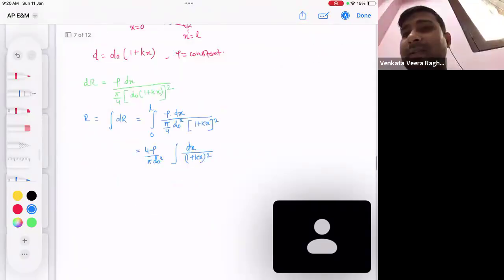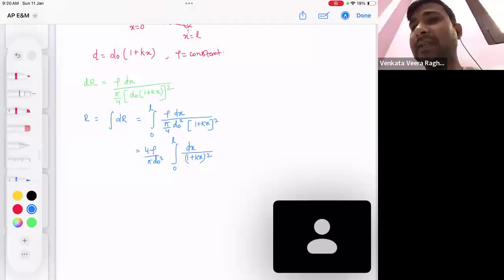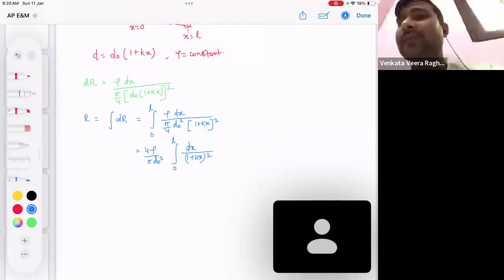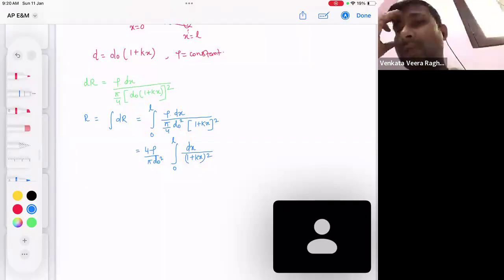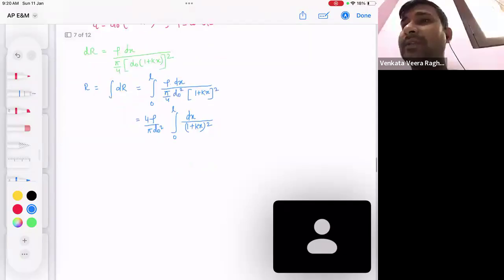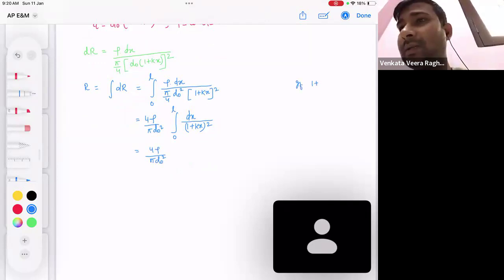It's a simple integration. We can consider 1 plus kx as z, right? So k into dx will become dz, isn't it? So dx will become dz by k. So if you integrate it, what is it coming? 4 rho by pi d naught square. If you consider 1 plus kx as z and differentiate it, d by dx gives 0 plus k into 1, so dz by dx is k. So k dx equals dz.